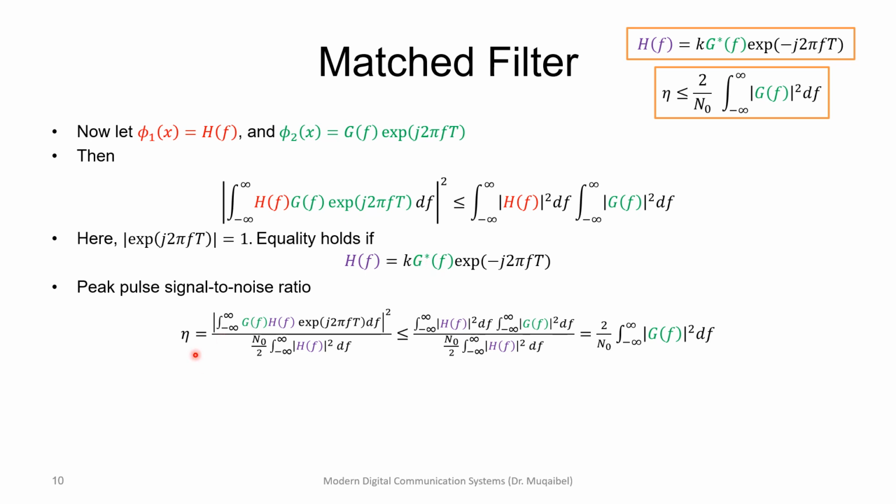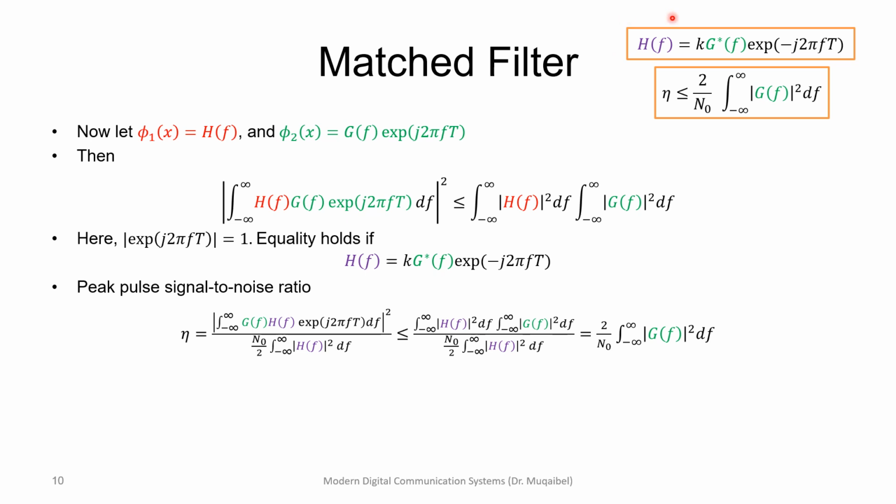So now I can say that the peak signal to noise ratio, which is given by the following expression from previous slides, we can split the numerator into two parts like this. This is always going to be less than or equal. We can drop the h of f here and it becomes 2 over n naught, the following expression. So we can say that the peak pulse signal to noise ratio is given as 2 divided by n naught times the area under g of f squared.